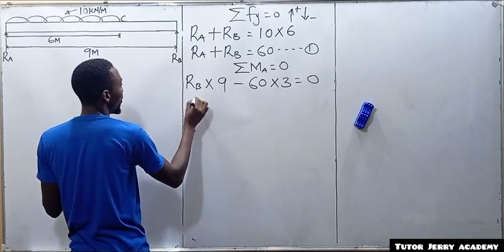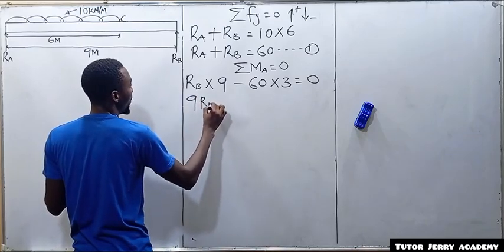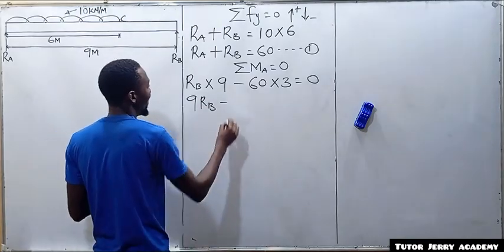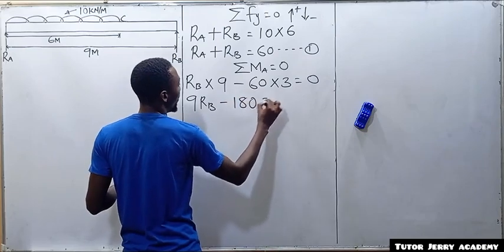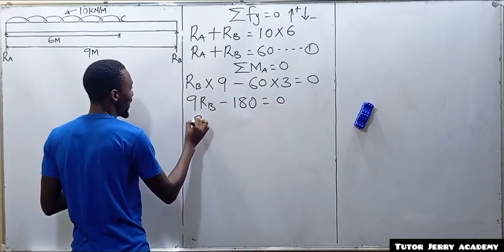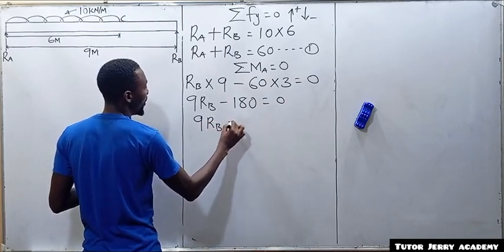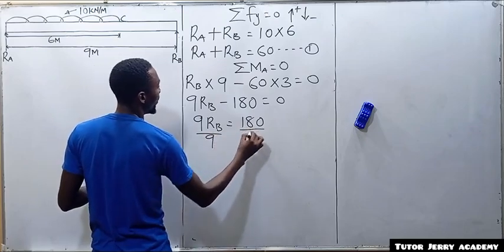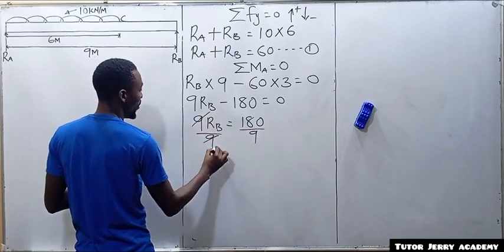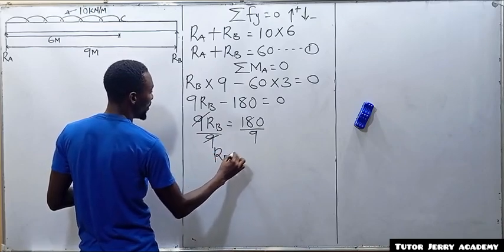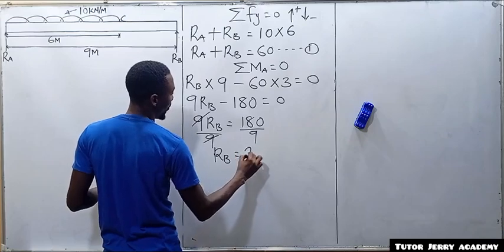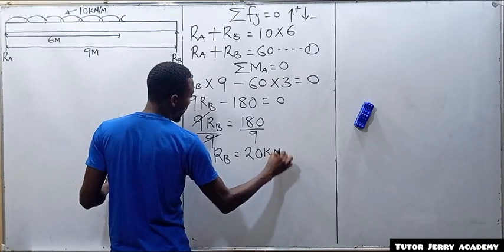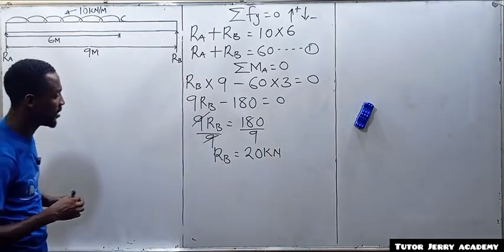Then everything will be equal to 0. So here we're going to have 9 RB minus 60 times 3. That is 180. 180 equals 0. So 9 RB will be equal to 180. If we divide both sides by 9, then our reaction at B will be equal to 20 kilonewton, because 2 times 9 is 18.